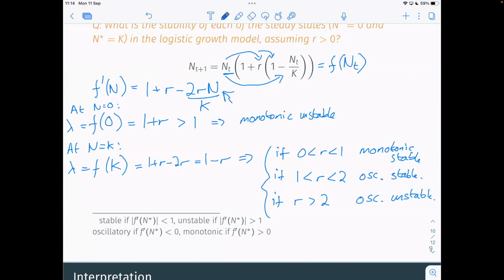Yes? Just to be clear, for those two values there, you're calculating f prime of 0 and f prime of k. Oh, sorry, yes, there should be f prime. Thank you for pointing that out. Yeah, thank you.